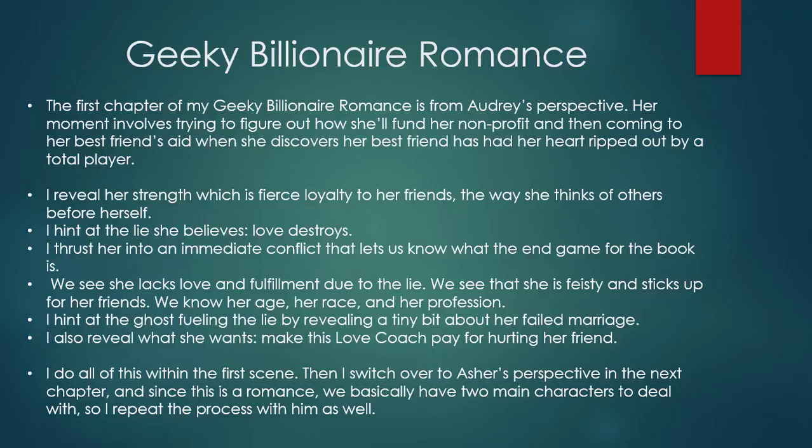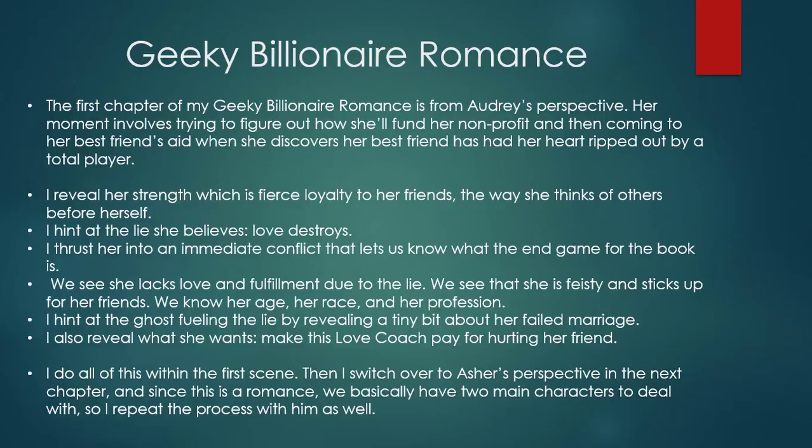So I also reveal what she wants most, and it's to make this love coach pay for hurting her friend. It's what she thinks is going to make everything better. So I do all of this within the first scene, and then I switch over to Asher's perspective in the next chapter. And since this is a romance, we basically have two main characters. Romances, you pretty much have two main characters to deal with. So I repeat the process with him as well.